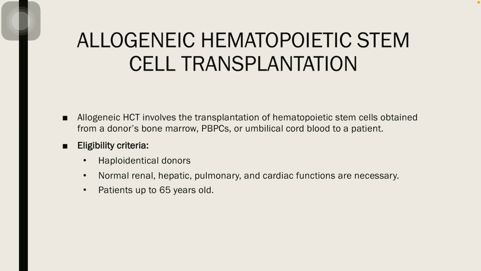Patients who are eligible for this transplantation include the ones who have haploidentical donors. These include a parent, sibling, or child of the patient with only one identical HLA haplotype, human leukocyte antigen haplotype. Haploidentical donors were recently associated with graft failure and graft versus host disease, but now with improved regimens and modifications, we can use haploidentical donors. The second most important criterion is that the patient should have normal renal, hepatic, pulmonary, and cardiac functions, and should not be above the age of 65 years.